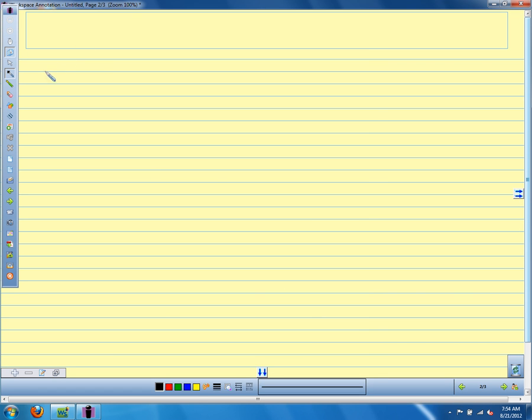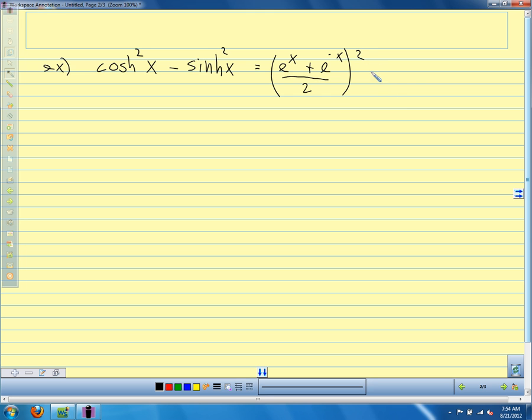So the first one we're going to look at is cosh squared x minus sinh squared x. And I'm just going to start with the definitions. So this is going to be e to the x plus e to the minus x over 2, squared. And I subtract my definition of the hyperbolic sine, e to the x minus e to the minus x over 2, and this is squared. When I multiply this out and simplify, what do you think we get? 1.